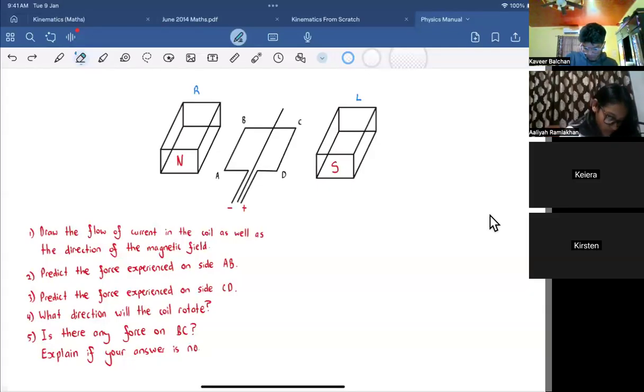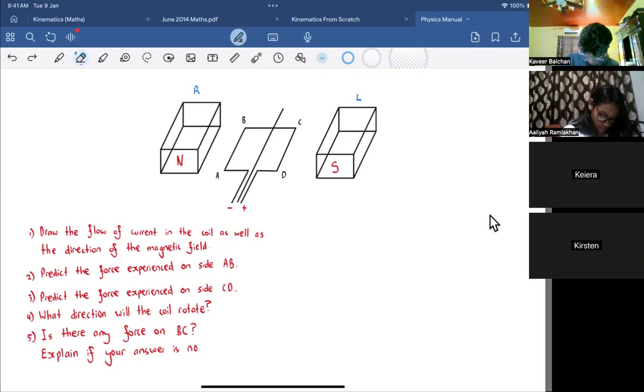So then the rotation of the coil could be clockwise. Yeah, correct. I say have it there.